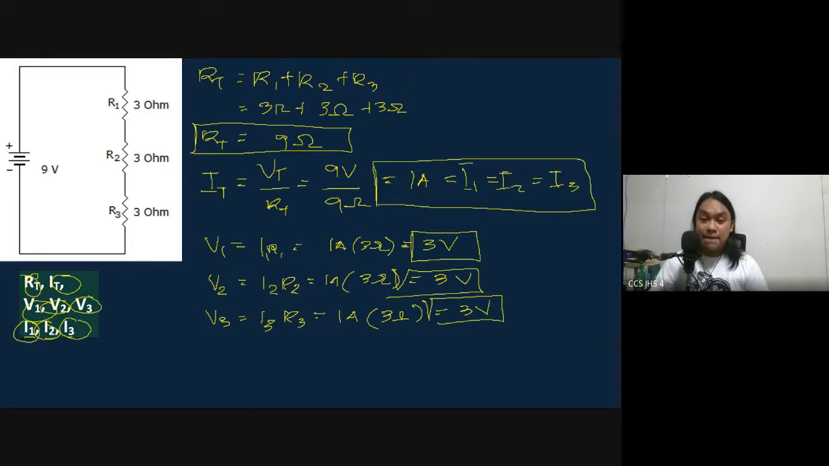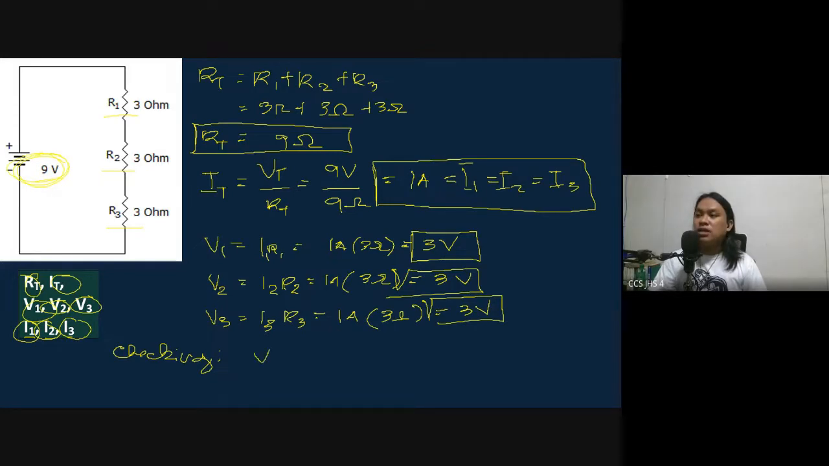Are we done? Okay, no, we are not yet done. In order for us to see if our answers are correct, of course, we need to do the checking. In checking your answer, you can use any of the given values in the problem, just to make sure that we get an accurate answer. So this time, let us use the value for our total voltage.